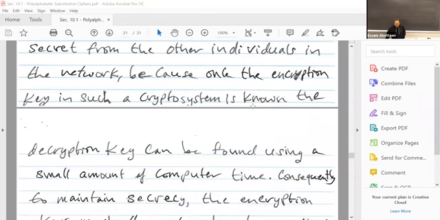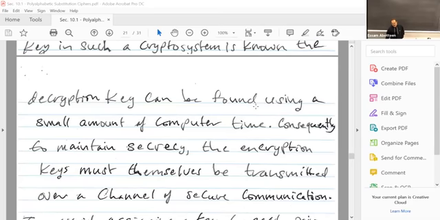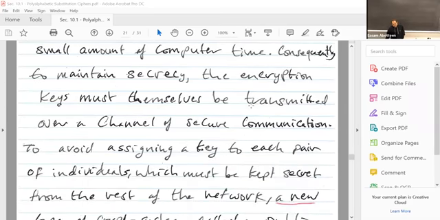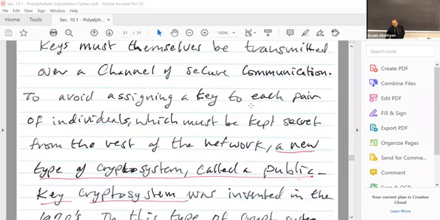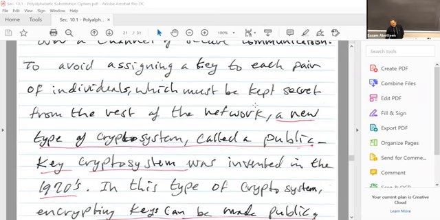crypto systems. They're characterized by having the encryption key known, and actually the encryption function, meaning the way the encryption is done, is also known. The only thing which is secret is the decryption key. So this new type of encryption system is called a public key crypto system, and was invented back in the 1970s.